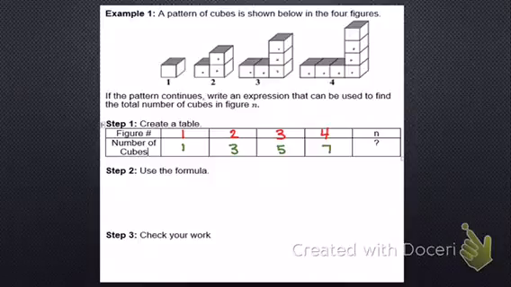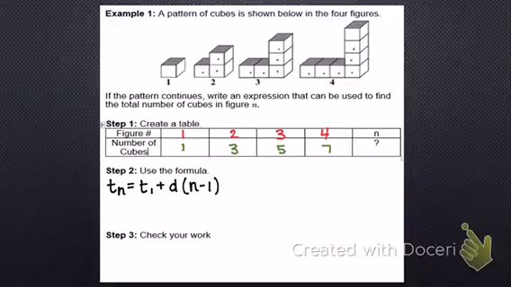So to do that, we need to make sure that we have the formula down. So I'm just going to write that down underneath step 2. I'm going to rewrite the formula so we can identify the different parts of the formula that we need to have. So I wrote the formula below, T sub n equals T sub 1 plus d, and then in parentheses, n minus 1. What we need from this formula is our first term.